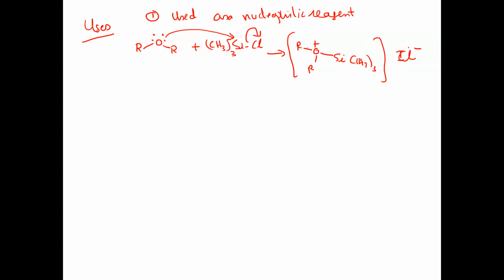Now what happens is that this will go like this. We will be getting R plus, and this R plus and iodide minus will go out as RI, leaving the compound RO-TMS, the trimethylsilyl ether. So this can be used for the cleavage of ethers. You know that generally ethers are stable compounds and we cannot cleave them, but ethers can be cleaved by using this reagent, trimethylsilyl iodide.